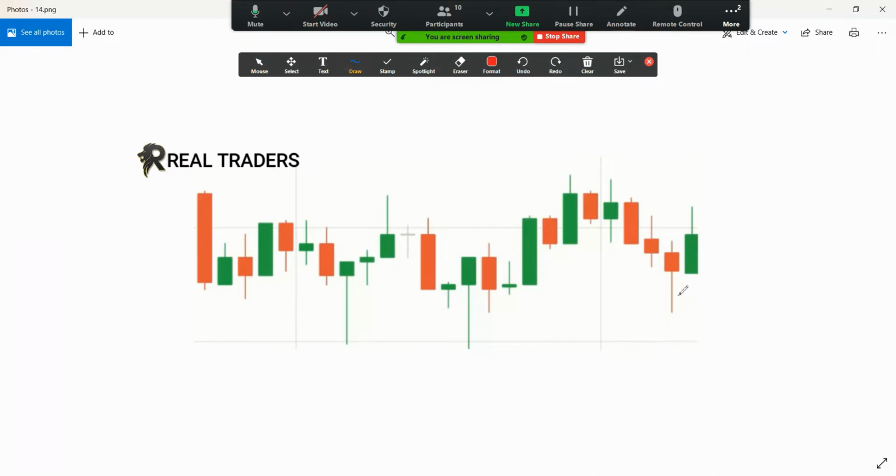Sorry about that. Okay, so here you can see, because this hammer closed at this support level, there is a buyer's entry here, so the buyers enter here.